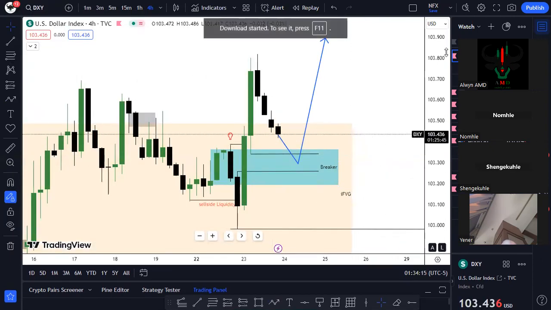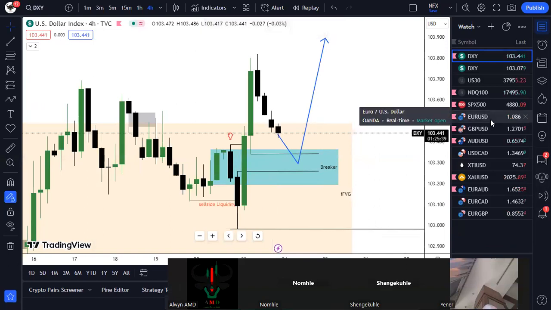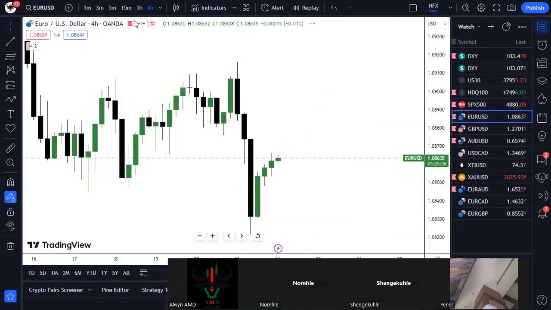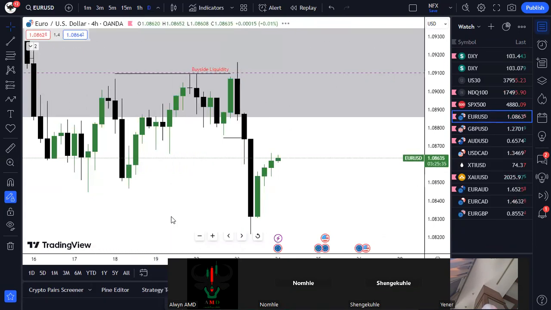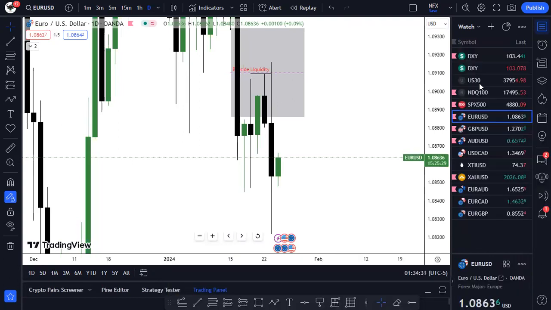Indices, guys, I want to talk about indices because we are heavily bullish, so I have nothing to work with on indices. So let's go to euro. On euro again, we're going to start on a daily chart just like we did on DXY. Let's move this to the side here. Let's hide it. We don't need this.